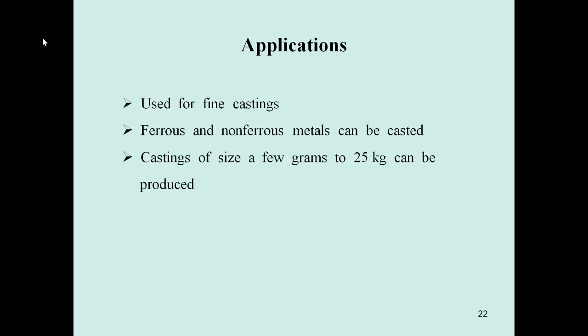Shell molding applications include small machine parts requiring high precision, that is gear housings, cylinder heads, and connecting rods. These parts can be produced. The process is also used in producing high precision molding cores.